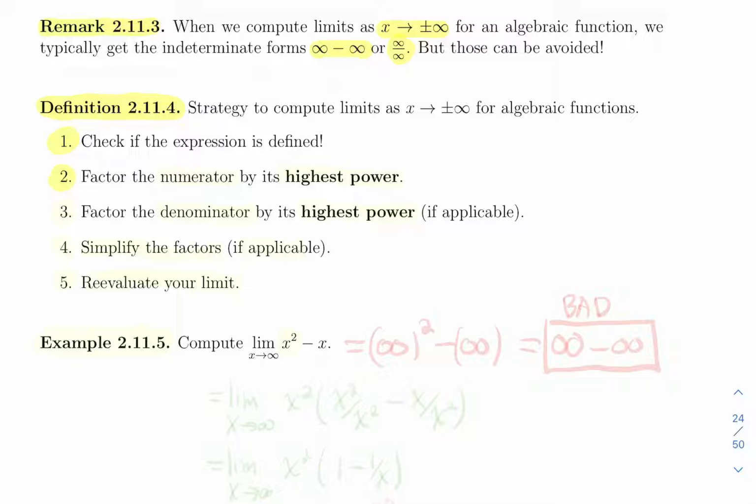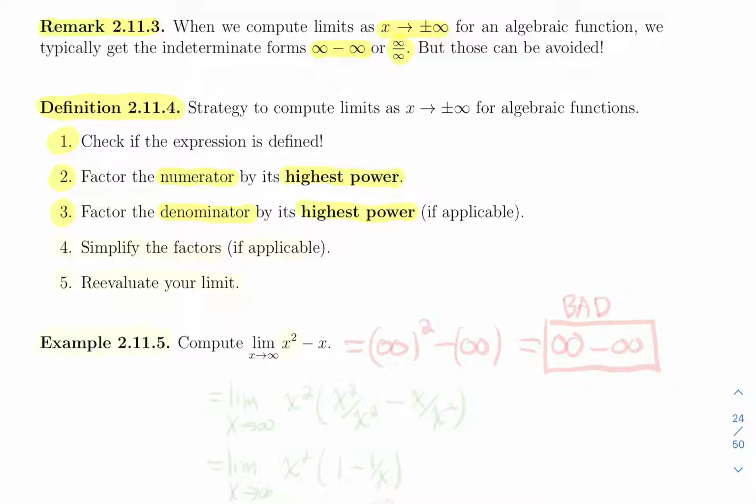The second part is you factor the numerator by the highest power. Typically an algebraic function has a numerator and a denominator. So you find the highest power and you factor it out. This will create a lot of fractions. It's a bit counterintuitive because you're used to finding a common power and then factoring out. Here it's a bit simpler to some extent. You find the highest degree term and you factor it out. And you do the exact same thing at the denominator, if applicable. If there's no denominator, of course, you don't do that.